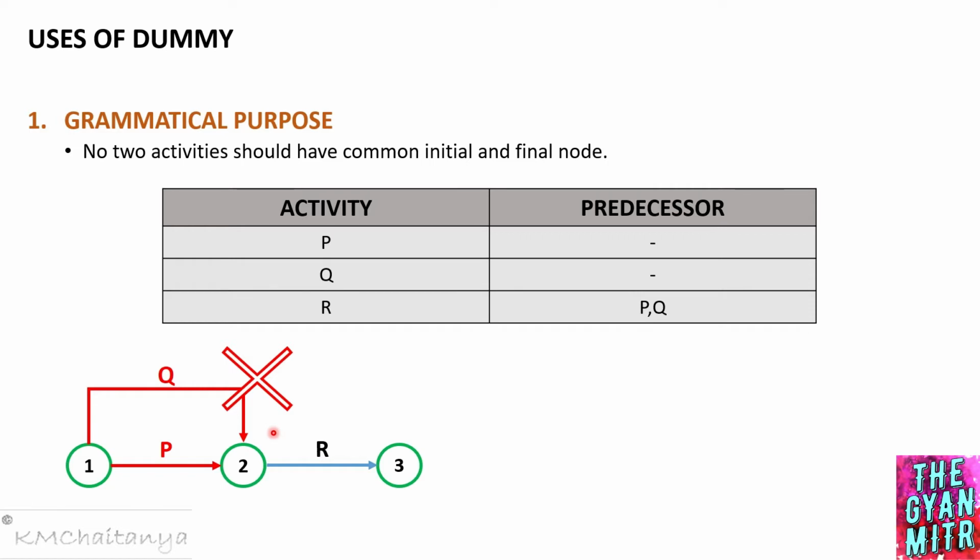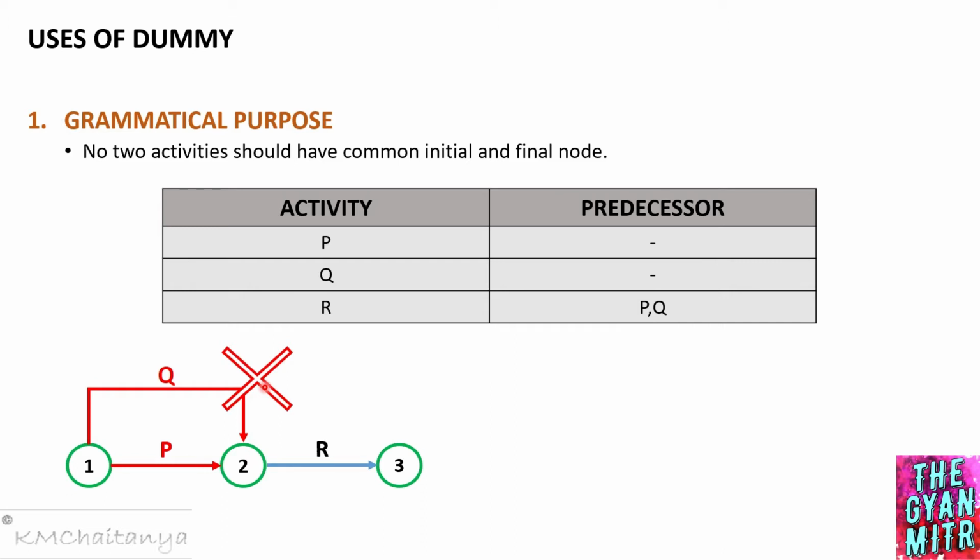In order to avoid this type of grammatical error, we are going to use a dummy activity, which neither consumes any time nor resource. It only takes on the time and resource of the previous activity through which the dummy is drawn. Now we will see how a dummy is going to help us avoid this grammatical error in an AOA network diagram.